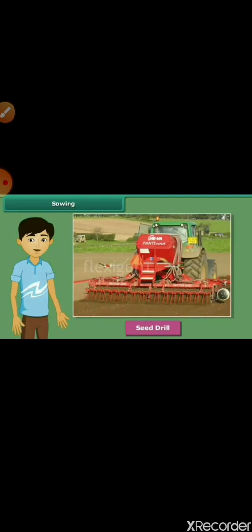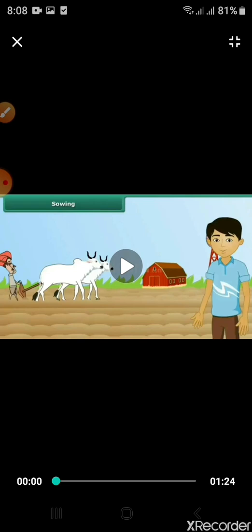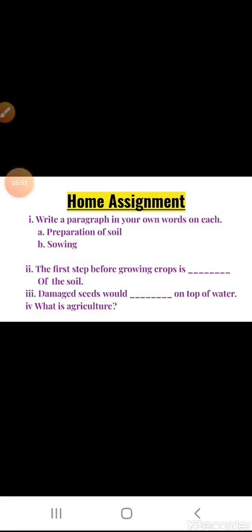Let's move to the next slide. The next slide is about the home assignment. Write a paragraph in your own words on each: preparation of soil and sowing. The first step before growing a crop is blank of the soil. Second, damaged seeds would blank on top of water. Fourth, what is agriculture? Children, I hope this video is clear to you and you are all able to do your home assignment properly.